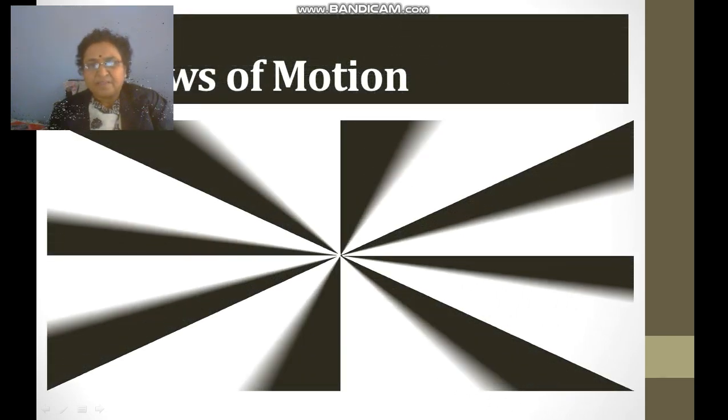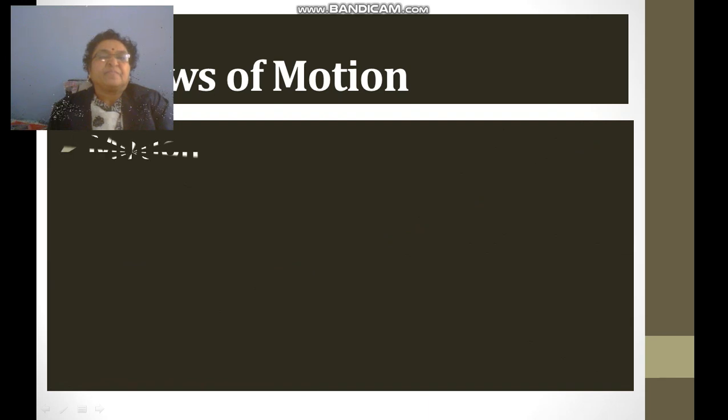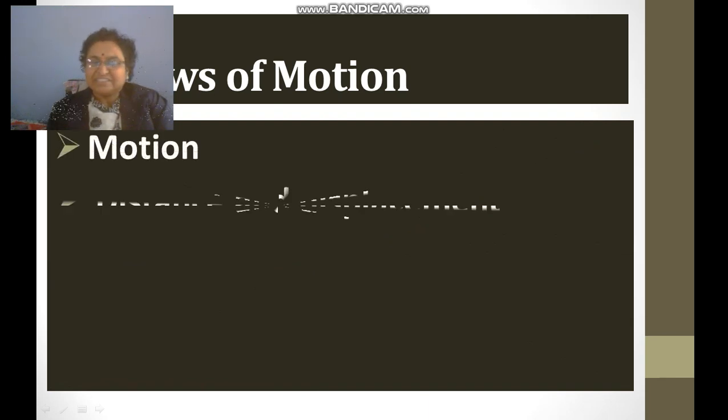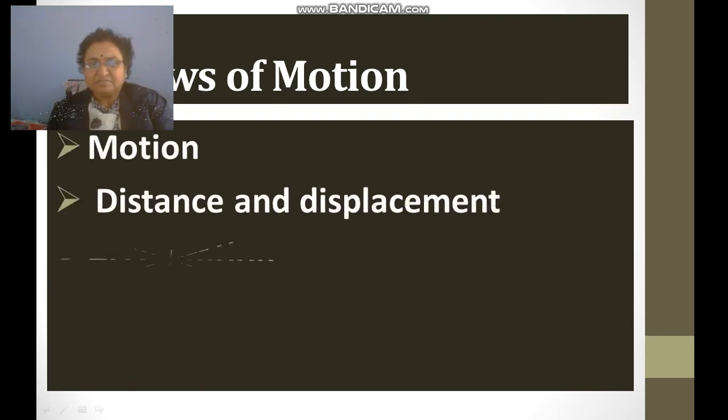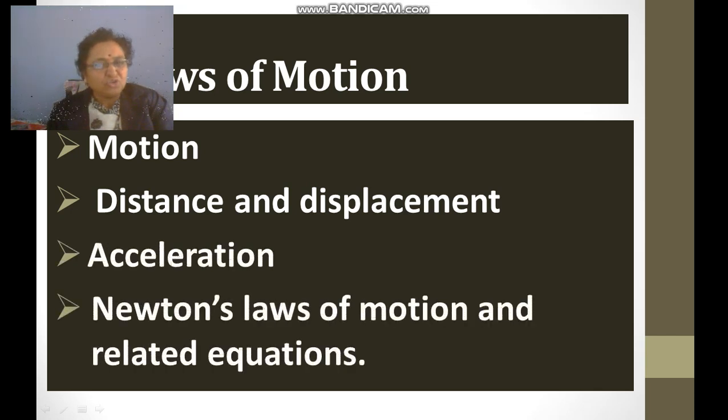Today we are going to learn laws of motion from Science and Technology Part 1. The units are motion, distance and displacement, acceleration and Newton's laws of motion and related equations. But our today's point is only related to motion, distance and displacement and velocity. These 4 points we are going to learn today.